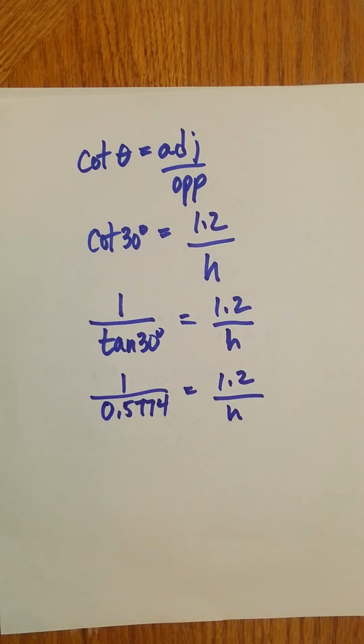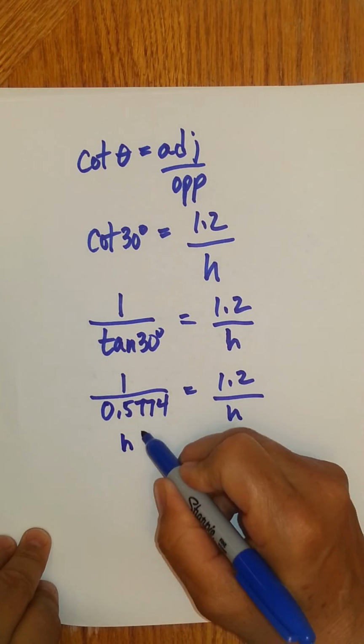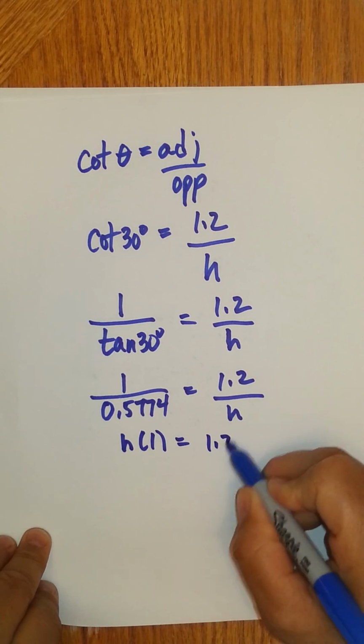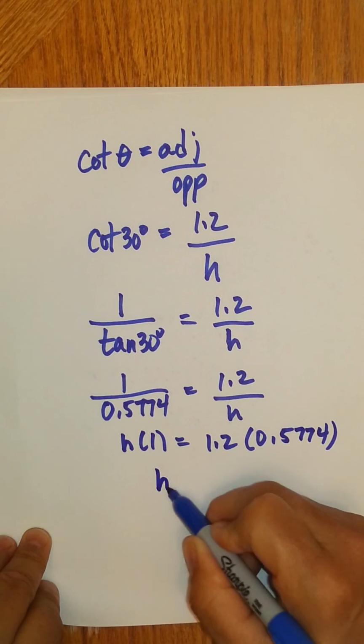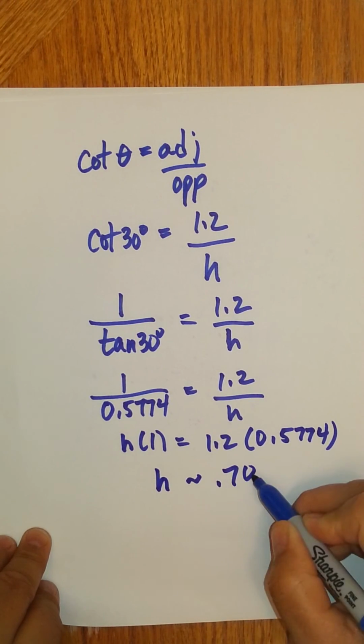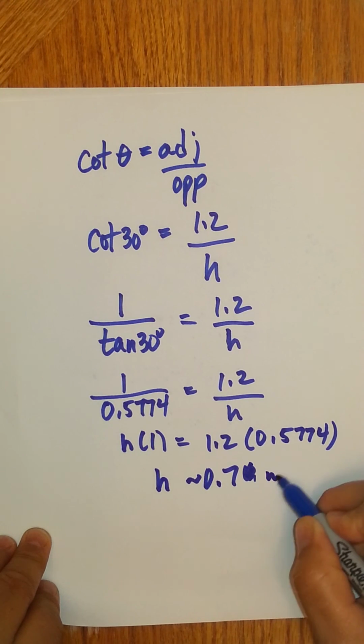And now you still have to solve this, so you can cross multiply, for example, and say h times 1 equals 1.2 times 0.5774. And of course you're going to get the same answer, right? 0.7 miles.